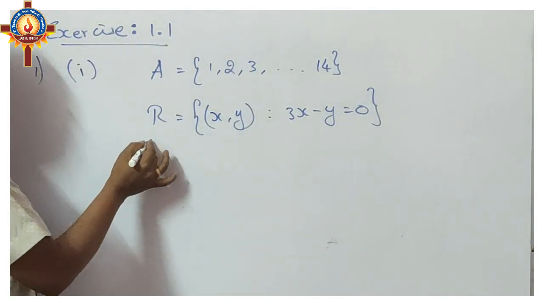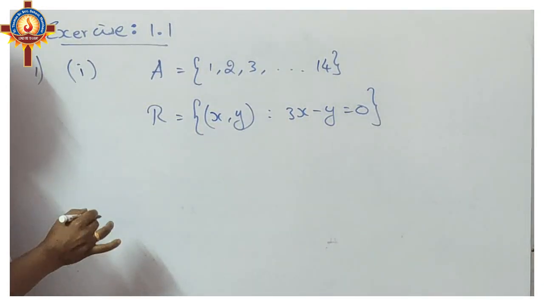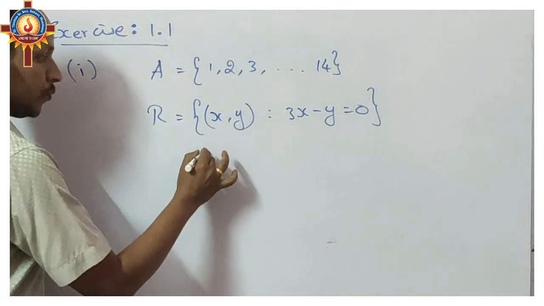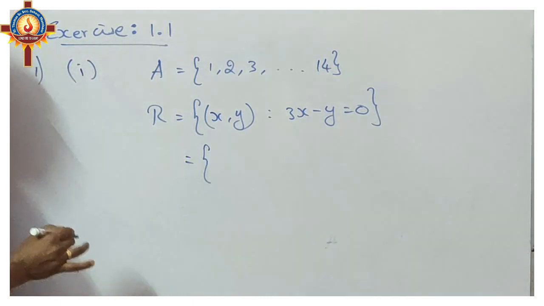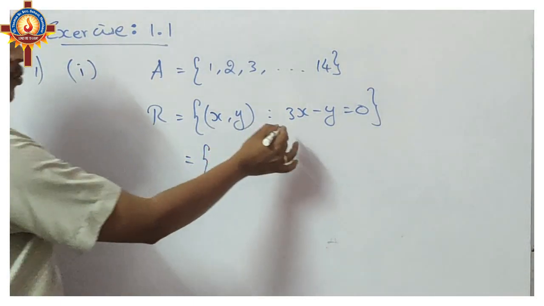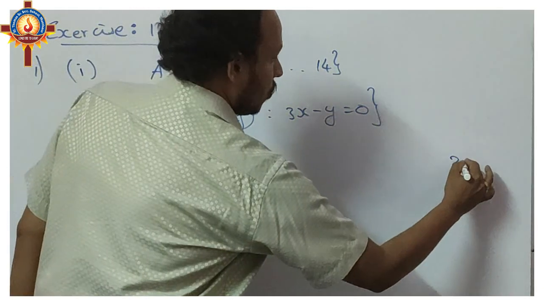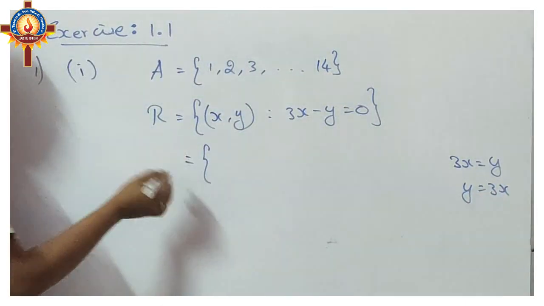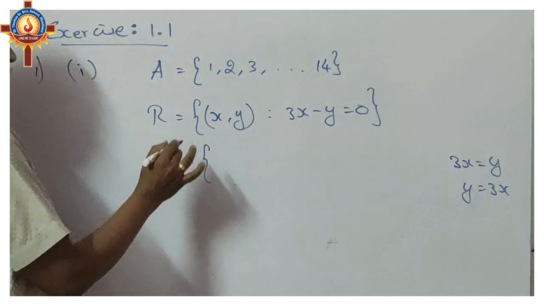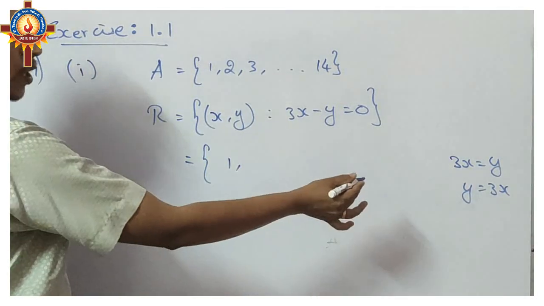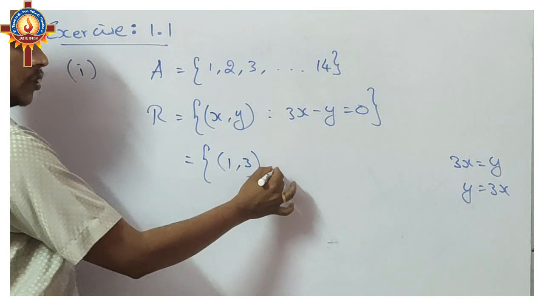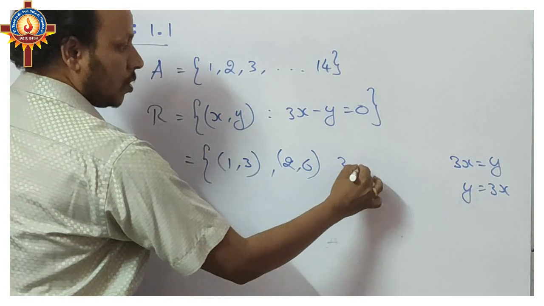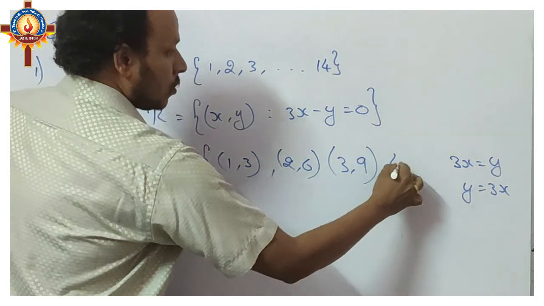Here we have to show whether this relation R is reflexive or not. So being a finite number of elements, it's possible for us to identify all the elements of R, that means all the ordered pairs of R. We have 3x minus y equal to 0. That means 3x is equal to y. That gives y is equal to 3x. So it is possible for us to find the elements of R. If you consider x is equal to 1, then y is equal to 3. If x is equal to 2, then y is equal to 6. If 3, then it is 9, and 4, it is 12.